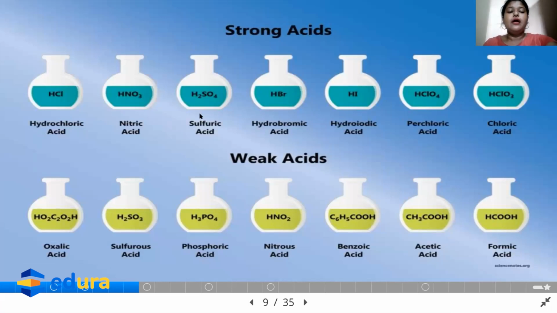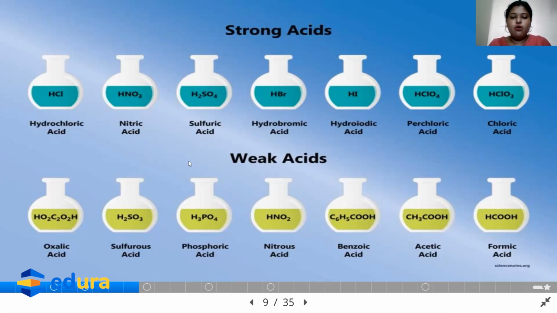Here we have hydrochloric acid, the formula is HCl, nitric acid as HNO3, sulfuric acid as H2SO4, hydrobromic acid as HBr. But right now all these are not required for you. You only require HCl, HNO3 and H2SO4 for your reactions.